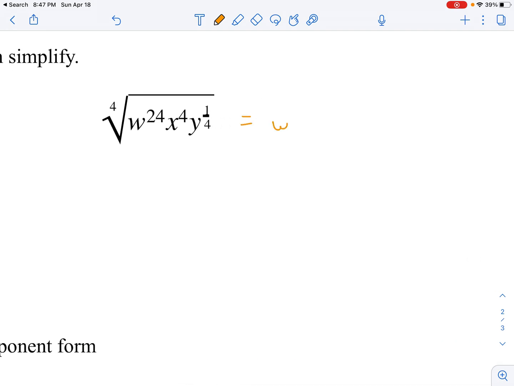For this one, we'll have W with 24 over 4, which is 6. X to the 1st, because 4 divided by 4 is 1, but I'm not going to write to the 1st power because we can assume that that would be there. And then Y to the 1/4 divided by 4. This is kind of tricky, but if you tried it on your calculator, 1/4 divided by 4 is 1/16.